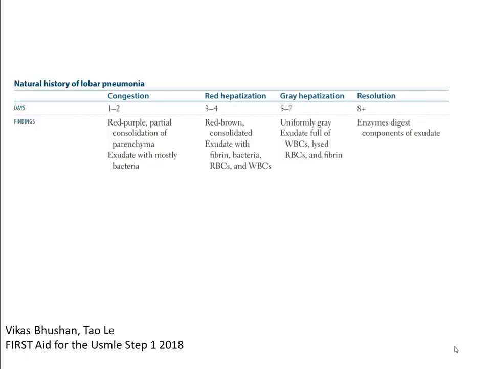The natural history of lobar pneumonia consists of 4 stages. The stage of congestion is during the first 2 days of the disease. There is a red-purple partial consolidation of parenchyma, exudate with mostly bacteria. Second stage is red hepatization during the 3rd and 4th day. Red-brown consolidation, exudate with fibrin, bacteria, and red and white blood cells.